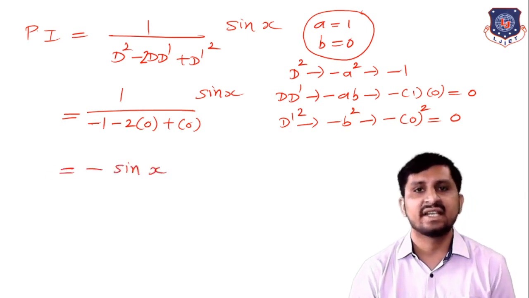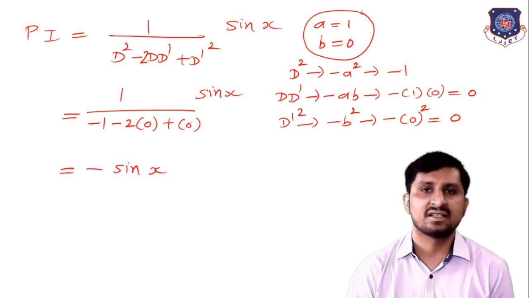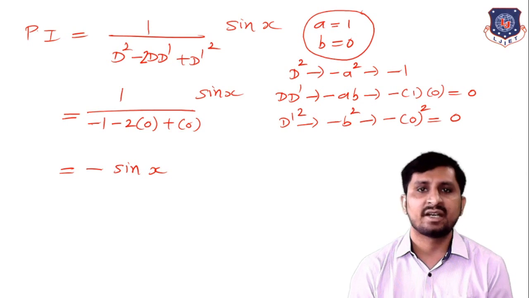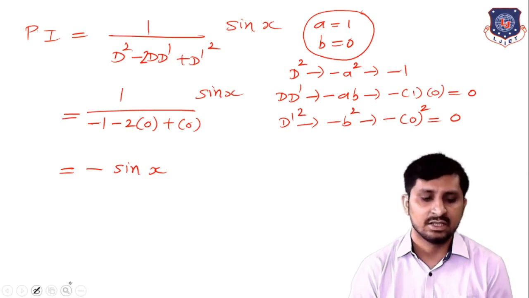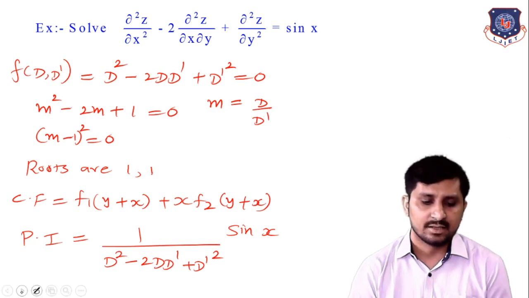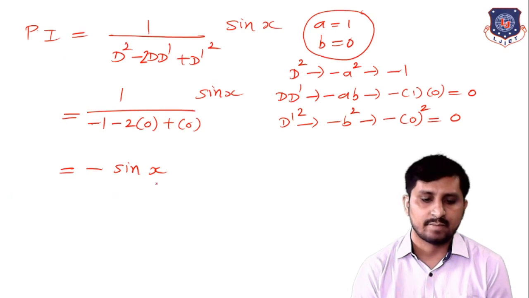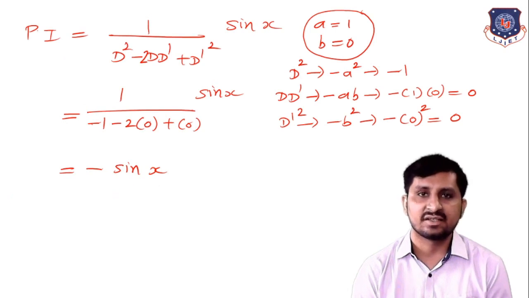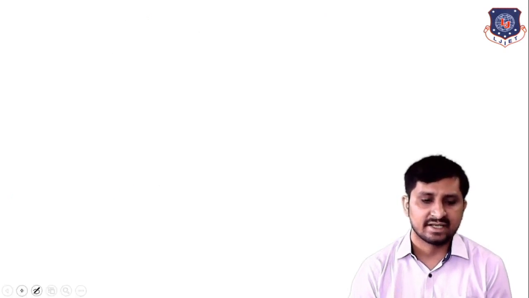And now in each and every example, I don't write the general solution. General solution you can easily write down. Z is nothing but complementary function plus particular integral, but you have to write it down in your examination. So what is my final answer? General solution is nothing but CF plus PI. So z is equal to f1(y plus x) plus f2(y plus x) plus minus sin x. Okay, so this is my general solution. Now next example.